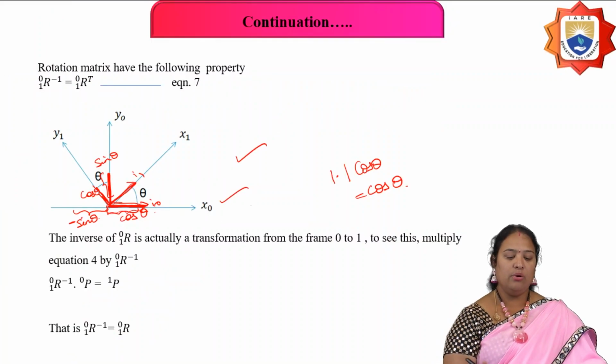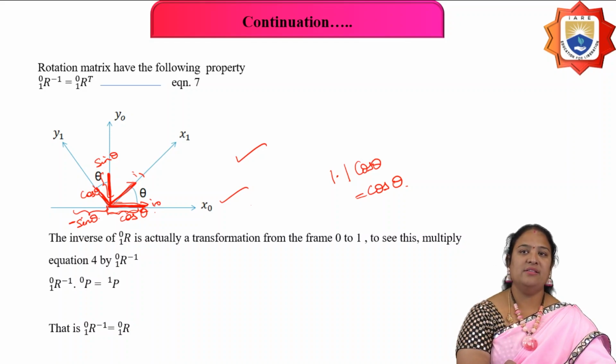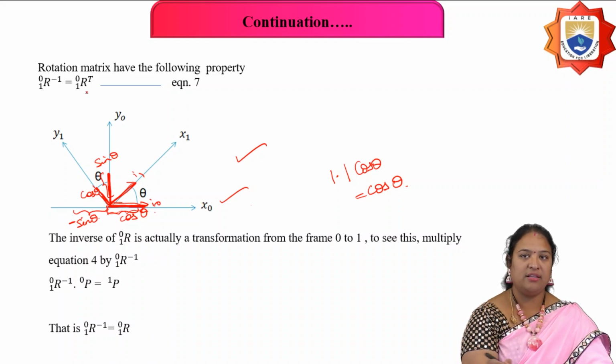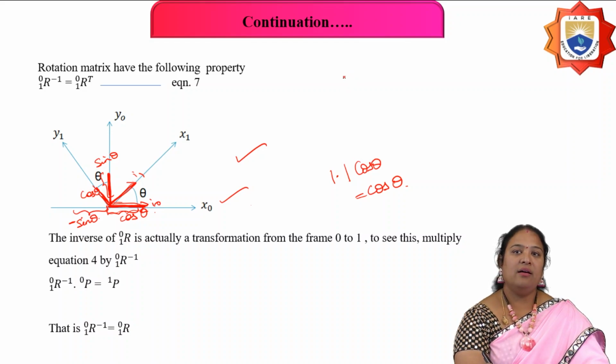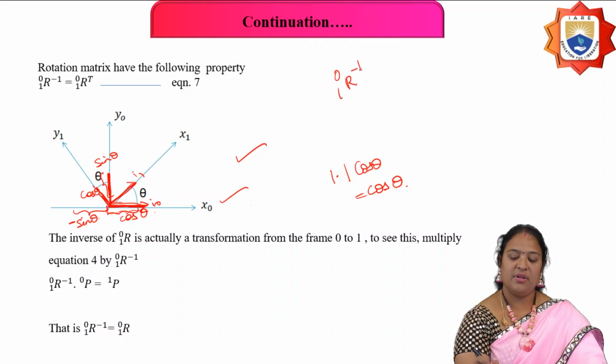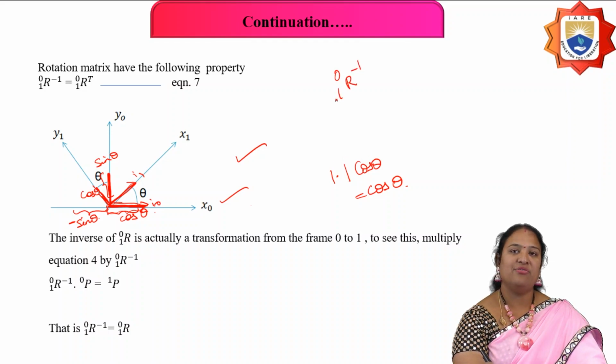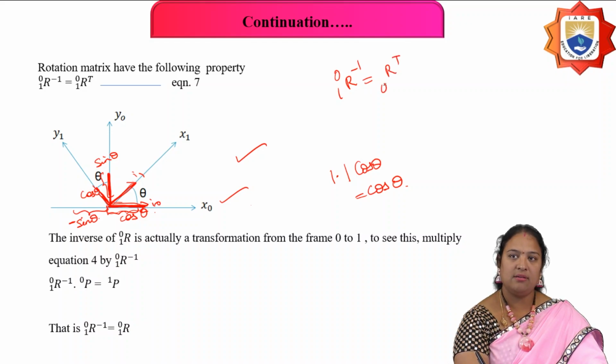Clear? So, here the rotational matrix generally follows a particular property. That property is that the inverse of the rotational matrix from frame 1 to 0 should always be equal to the transpose of the rotational matrix from 1 to 0.